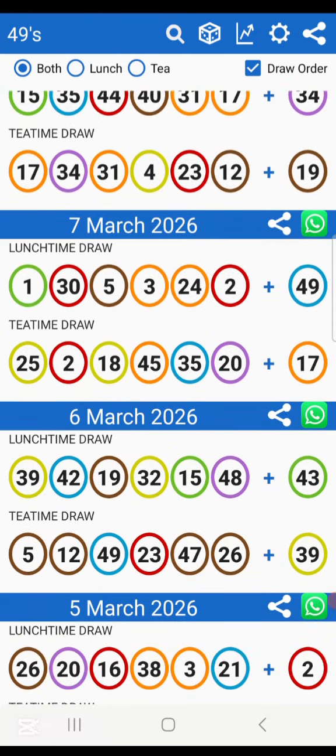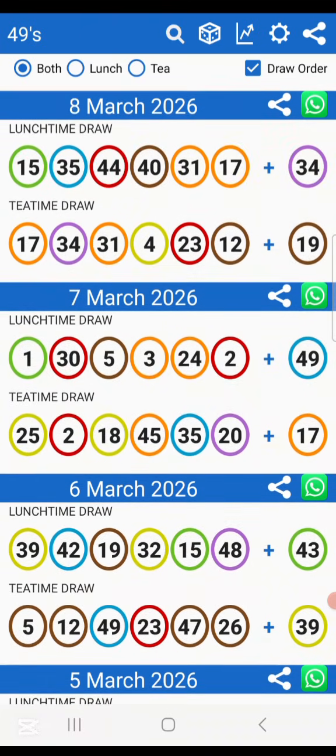In everything that I'm going to show you, this has to be in draw order. When I say draw order, I mean the way the numbers came out of the machine. That's what I mean by draw order.